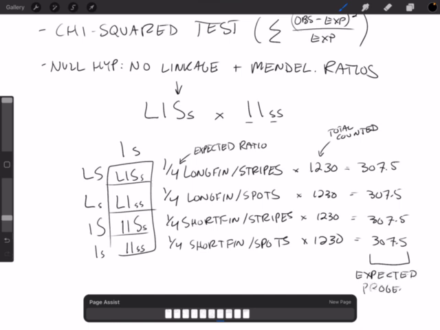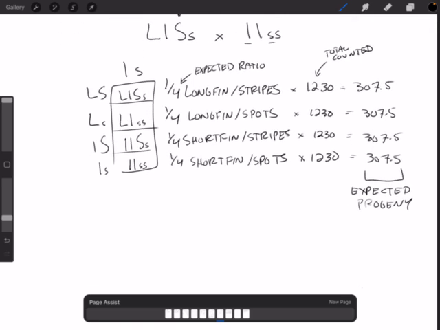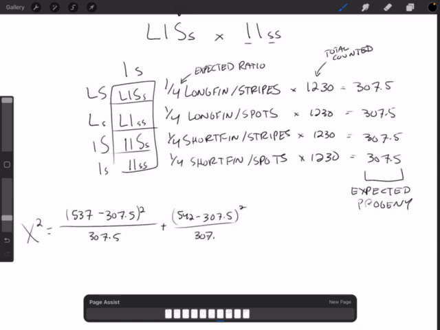So we can take this to a chi-squared test now that we have our observed and our expected to calculate a chi-squared value of goodness of fit. So if we were to do so, we had previously mentioned on the other slide that we had 537 individuals that were long-finned with stripes. We will subtract from that the 307.5 that we expected and divide by the 307.5. We would add to that the 542 short fin fish with spots that we had counted over the 307.5 that we expected. We had counted 76.